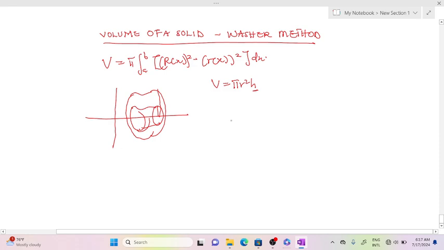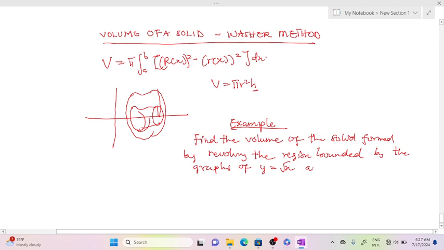So I have an example here for us to solve. Find the volume of the solid formed by revolving the region bounded by the graphs of y equals the square root of x and y equals x squared about the x-axis. So this is our simple problem here.